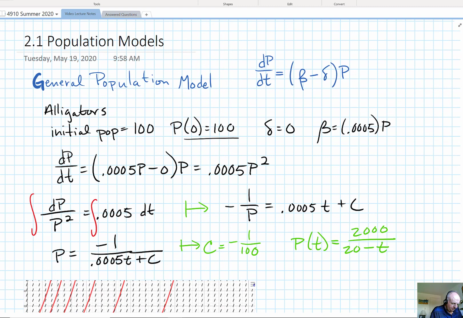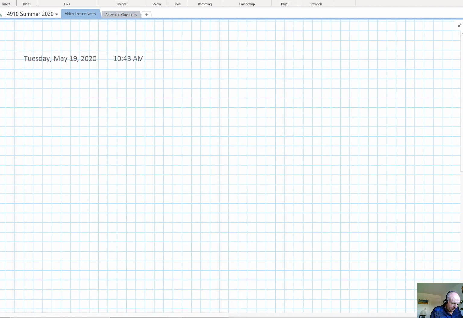Let's throw in here now one that maybe is a little bit more realistic, that models real life a little bit more.